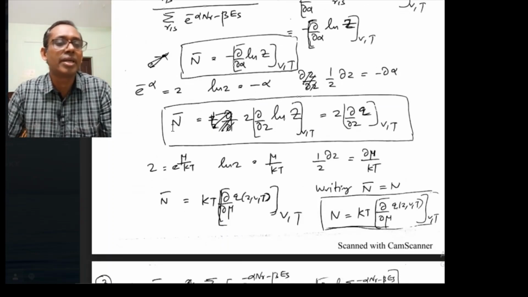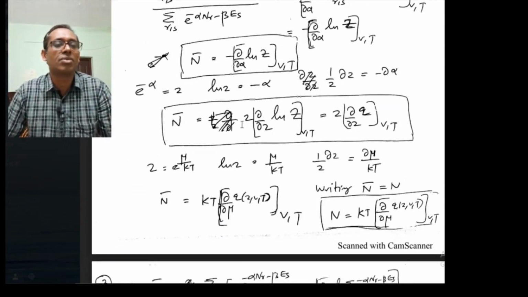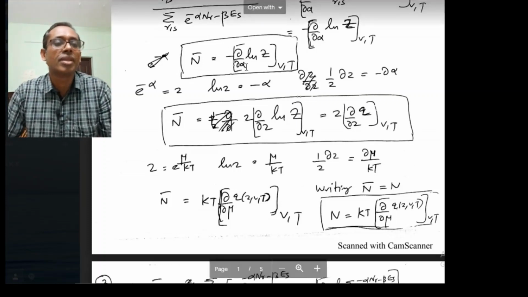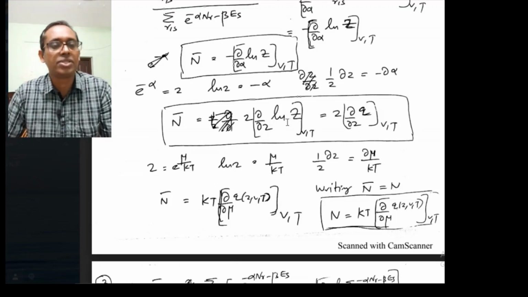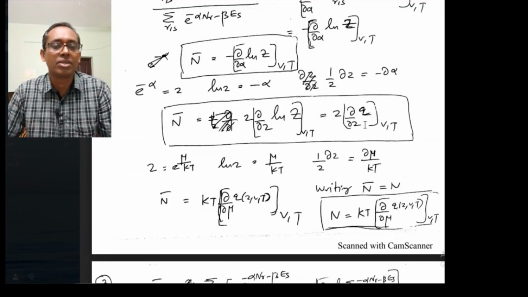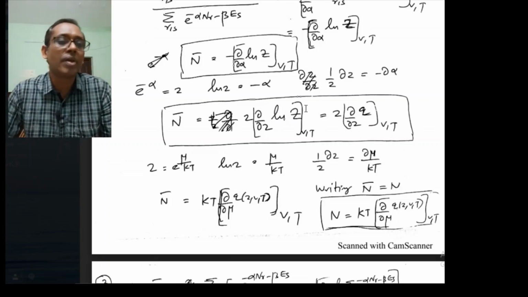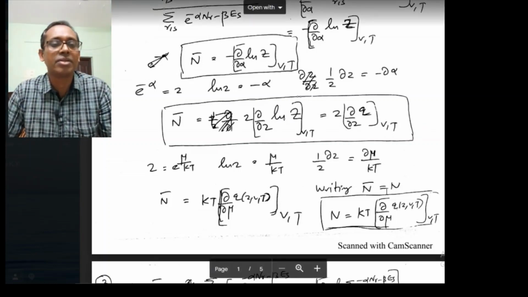So here I can write the average number of particles as equal to z, instead of dou alpha I am writing 1 by z dou z. So this will be z dou by dou z of log of the grand partition function, or this will be z dou by dou z of Q, when V and T are fixed constants. So this is the average number of particles in the system.